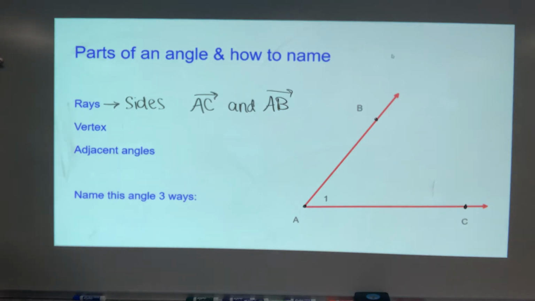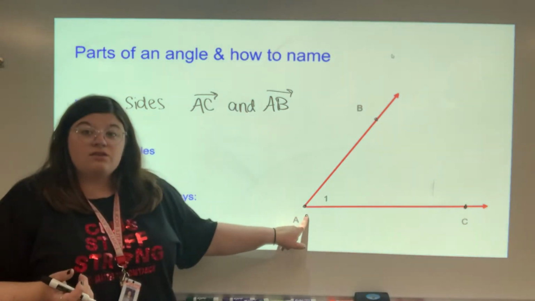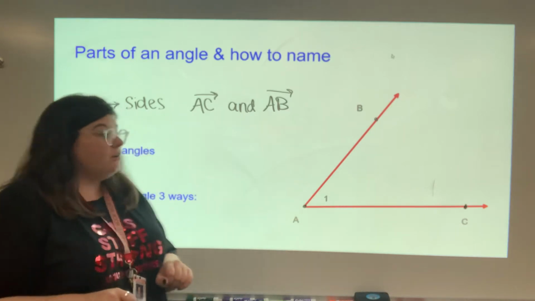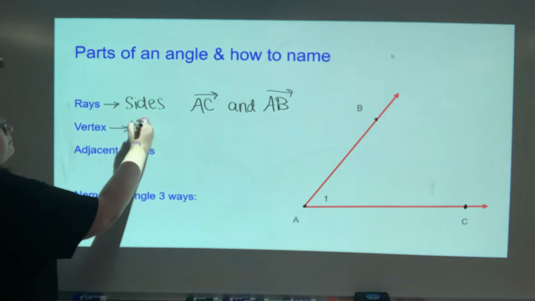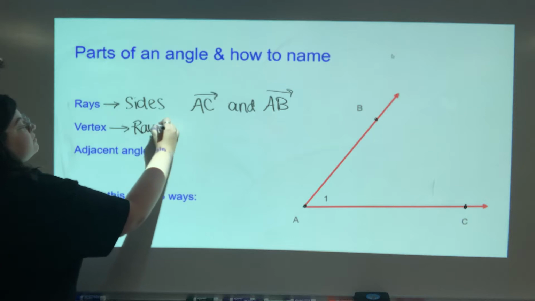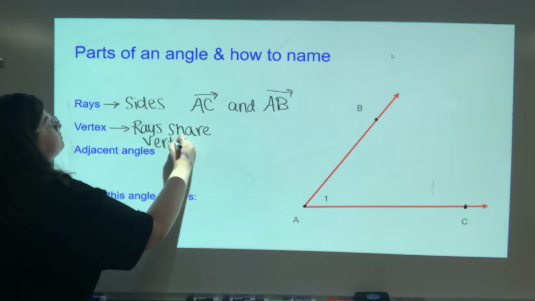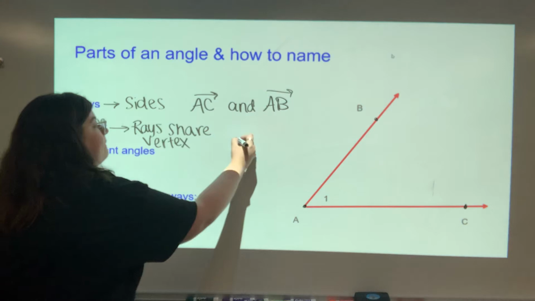The other part of our angle is the vertex. Like endpoint, this is another fancy word that we will be using throughout the semester. The endpoint, or vertex, of the angle is the part that the rays share. So they share this endpoint, or vertex, A. Rays share vertex. In the example, that vertex is point A.